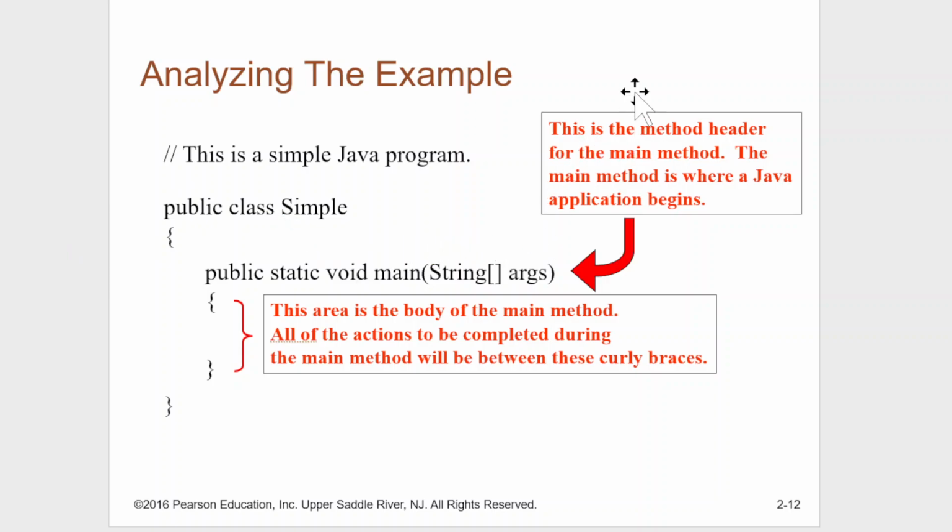This is the method header. This is the main method. The main method is where a Java application begins. You have to have a main method, okay? This area is the body of the main method. All the actions completed during the main method will be contained between these two curly braces. So always be aware of what braces you're in. Because if you type your command after this curly brace in here, that's not going to work because it's not in the main method.